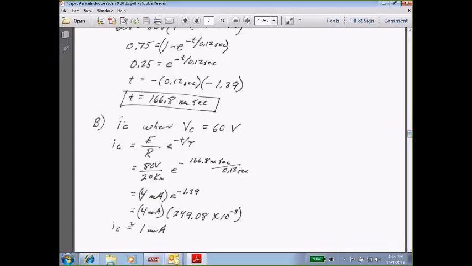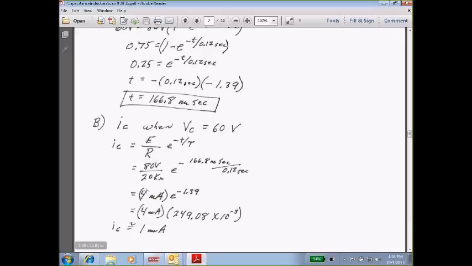And then I said, okay, what is the current when VC is equal to 60 volts? So now we're looking at the current. IC is equal to E over R times e to the minus t over tau. Those are those equations that we had earlier. 80 volts divided by 20K times e to the minus. Now we know what this is. Our time is 166.8 milliseconds over tau, which is 0.12 seconds. So that's 4 milliamps.